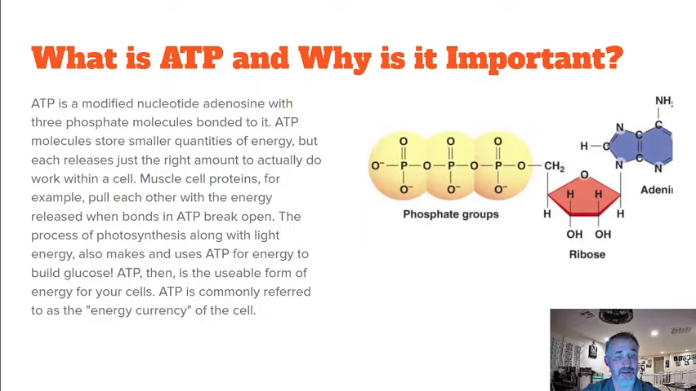ATP is then a usable form of energy for your cells, and ATP is commonly referred to as the energy currency. You can also think of this as a rechargeable battery. As these phosphates are left, we get less and less energy in this molecule, and then we can recharge it during photosynthesis by adding phosphates to this, or through the breakdown of glucose during cellular respiration to add phosphates to this.